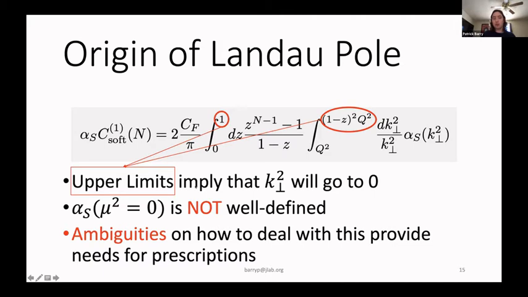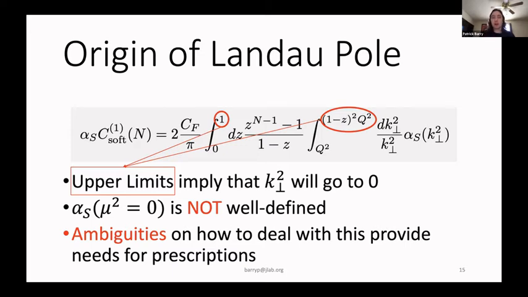You can notice that if you look at the upper limits of these integrations, where z is 1, then up here this goes as (1 minus z) squared Q squared, this will go to 0. That implies that alpha_s is evaluated at k_perp squared equal to 0. That is what's known as the Landau pole, and that is not well defined. So there are some ambiguities on how to deal with this, and that provides one need for a prescription.